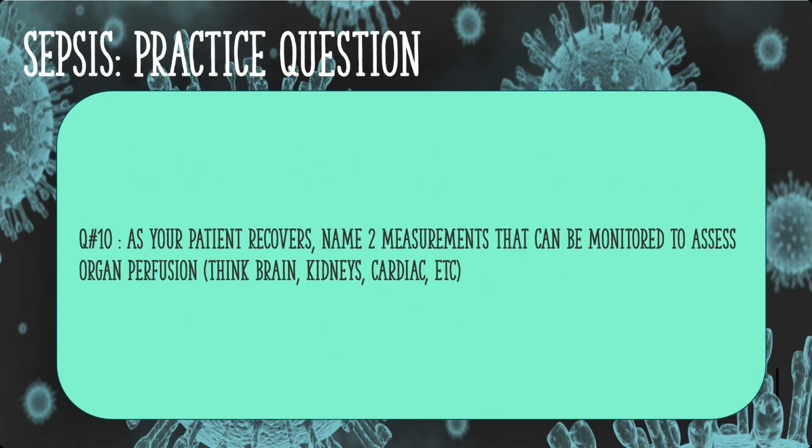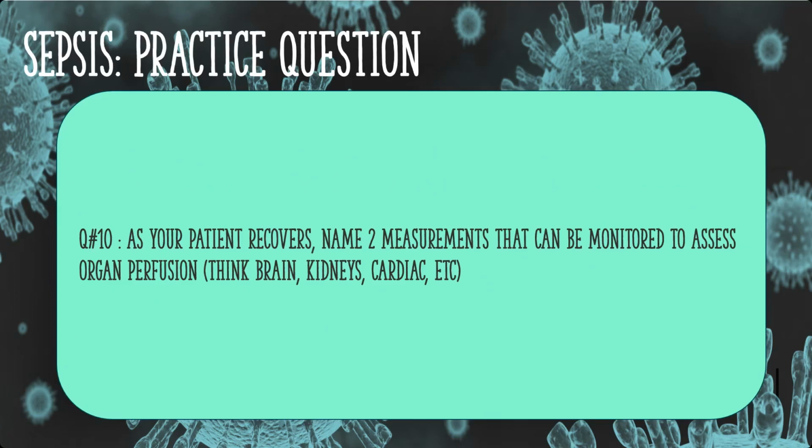Last question. As your patient recovers, name 2 measurements that can be monitored to assess organ perfusion. Think about the brain, the kidneys, cardiac. Give me 2 things that you can measure to monitor organ perfusion. I love it, John. You're on it. Awesome, Carrie. Good job.